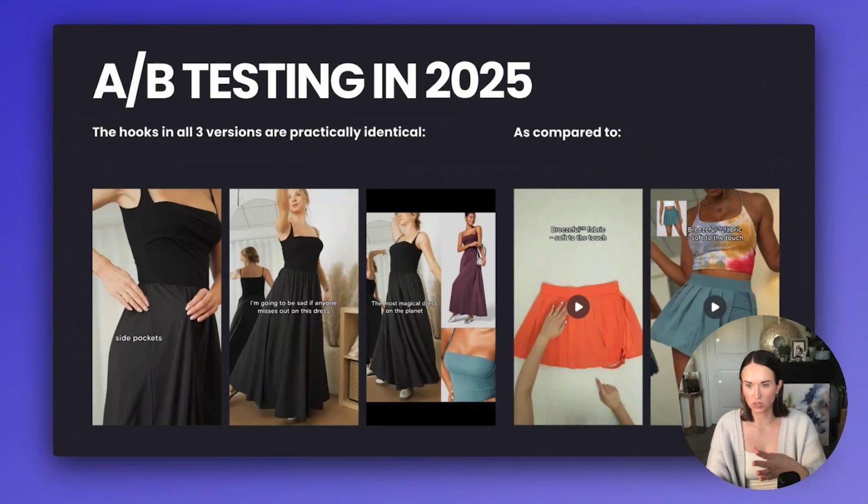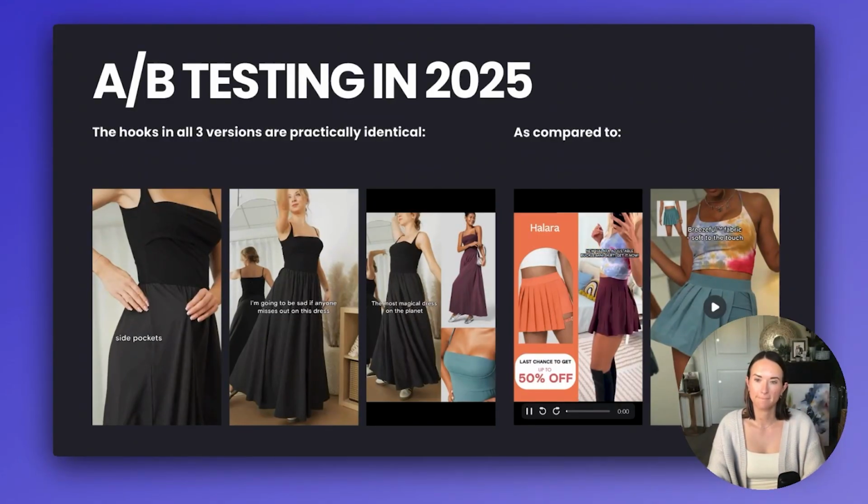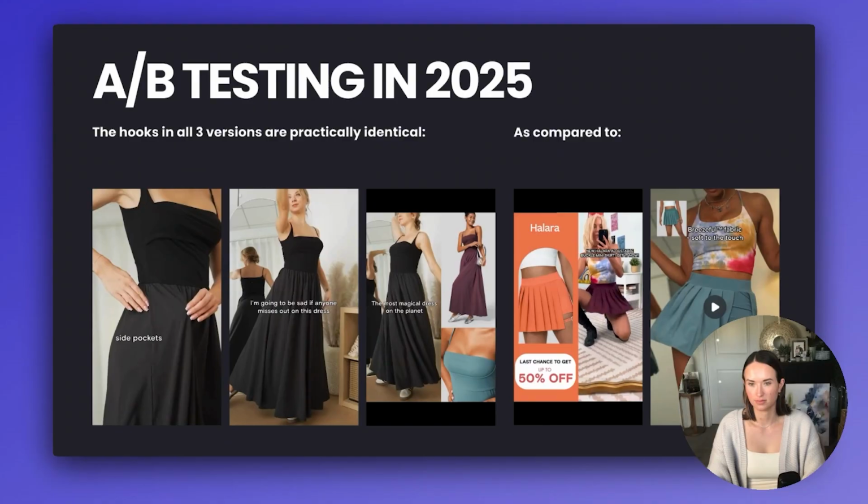Whereas this example is great because it is for the same SKU, it is considered wildly different, and I will show you this example.